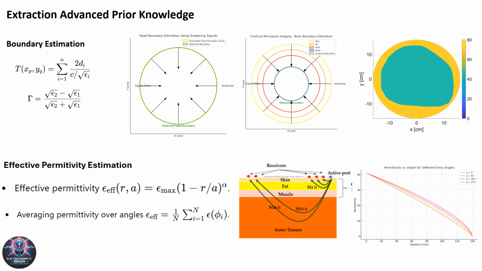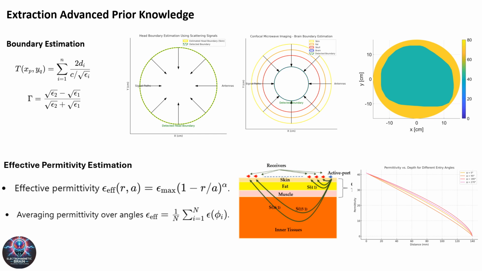The reflection coefficient formula expresses the reflection coefficient gamma, which quantifies the proportion of the electromagnetic wave that is reflected when the wave encounters a boundary between two tissues with different permittivity values. Larger differences in permittivity between adjacent layers cause stronger reflections, signaling the presence of a boundary.